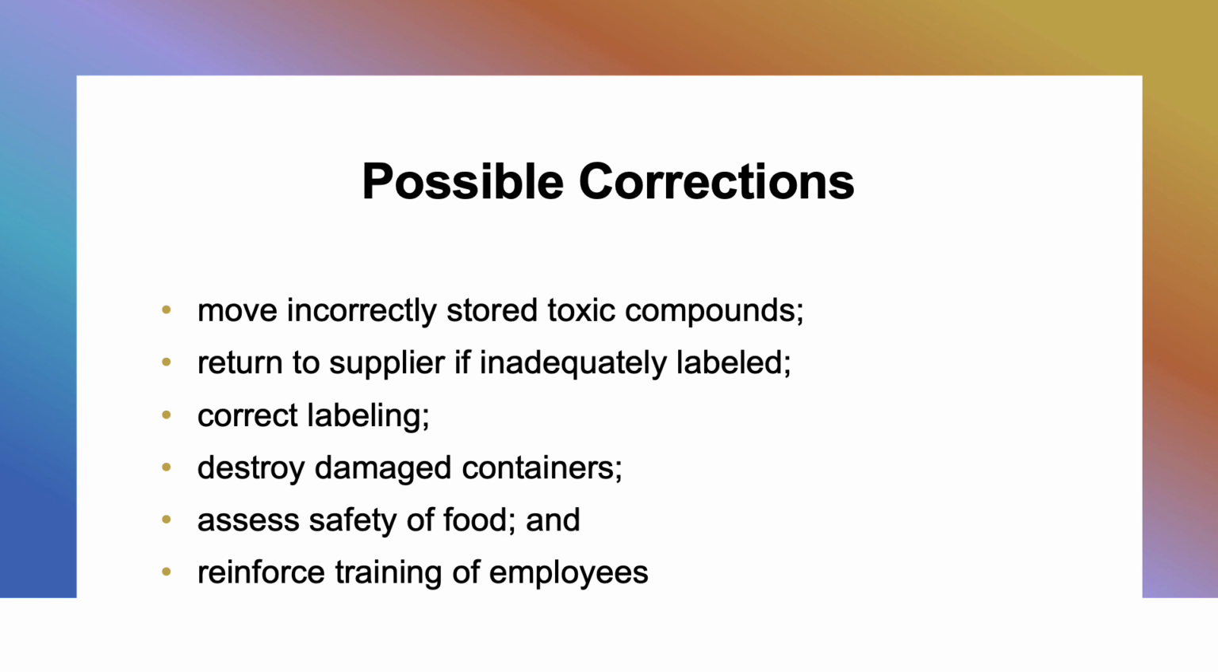While monitoring, you may find areas that need corrections. So let's take a look at some possible corrections. Move incorrectly stored toxic chemicals to an appropriate storage area. Return to supplier if inadequately labeled. Correctly label working containers. Destroy damaged containers. Assess safety of food, and reinforce training of employees are possible corrections for improper use, storage, and handling of chemicals.